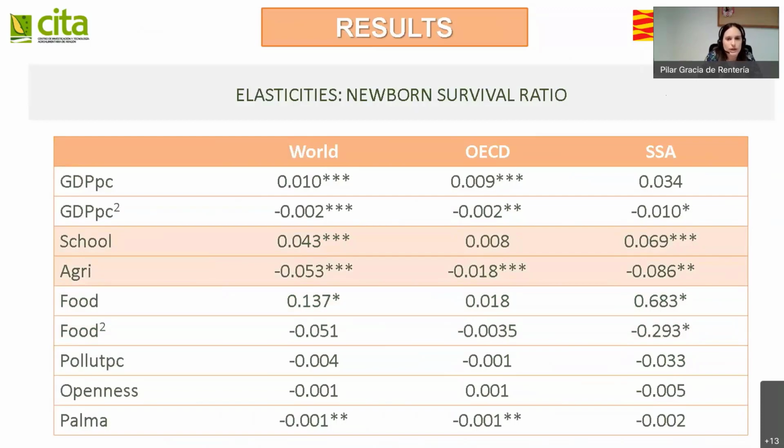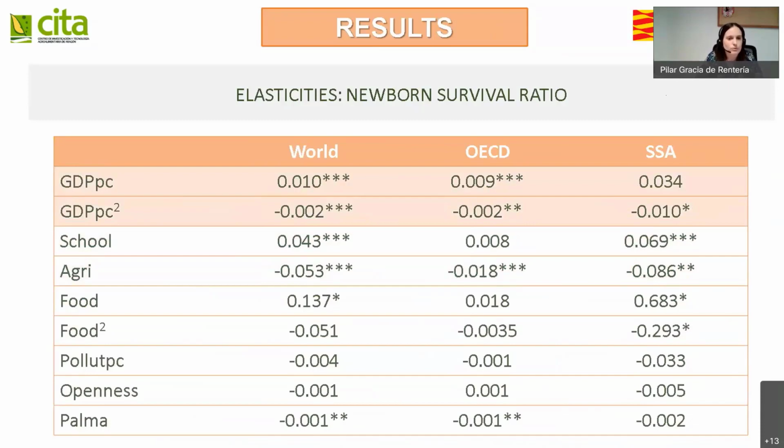The other variables with the next highest impact are education and the share of agricultural sector, which exhibit a similar magnitude but have the opposite sign. And here again we observe higher elasticities in sub-Saharan countries than in OECD ones.